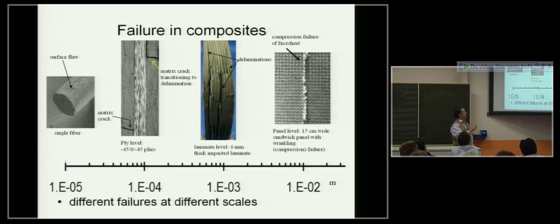Typically you back out and you say, I admit defeat. I will start with a building block that will be the layer itself or the ply, and I will characterize failure at that level, even though in reality there are all kinds of mechanisms that happen at even smaller levels.